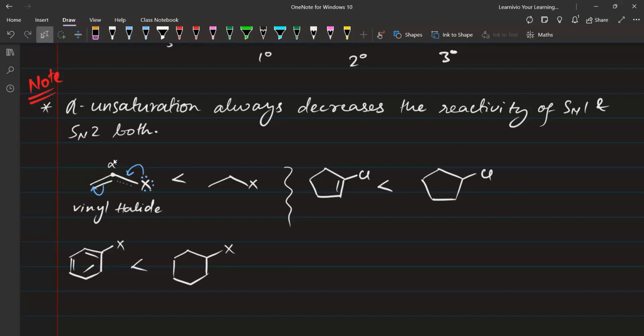Like why the reactivity decreases for SN1 and why the reactivity decreases for SN2. दोनों चीज लिखाएंगे. So write this down, raise your hand once you're done.